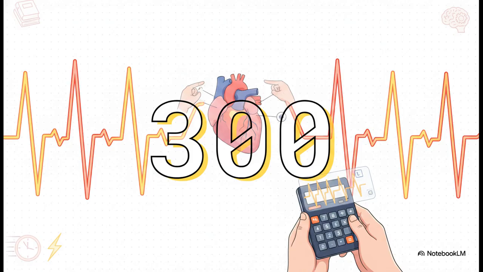To instantly get a patient's heart rate on a regular rhythm, simply count the number of large boxes between two R waves, those tall spikes. Then just take 300 and divide it by that number of large boxes. So if there are 4 large boxes between the spikes, 300 divided by 4 is 75 beats per minute. It's simple, it's fast, and it's incredibly effective for your exams.